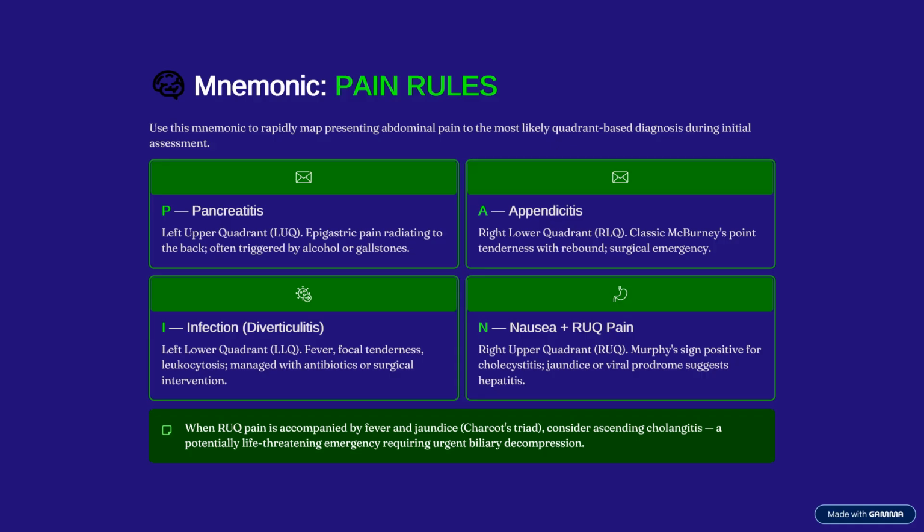You can just use this mnemonic, the pain rule. Pancreatitis, left upper quadrant. Appendicitis, right lower quadrant. The patient will present with pain at the McBurney point. So remember the Blumberg sign, remember the psoas, the obturator. Those are the signs that you see with appendicitis. Then we have diverticulitis. Diverticulitis is left lower quadrant.